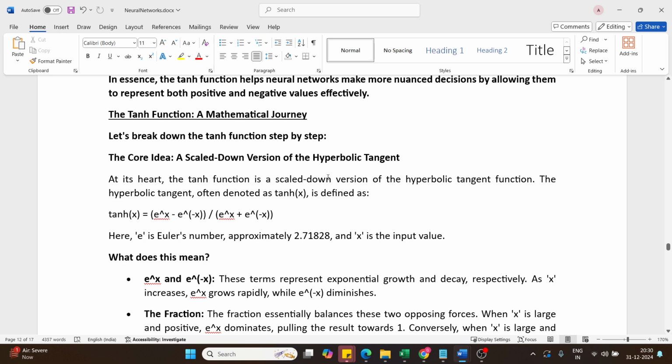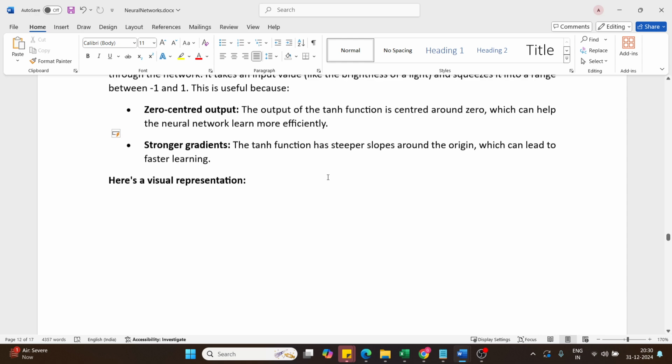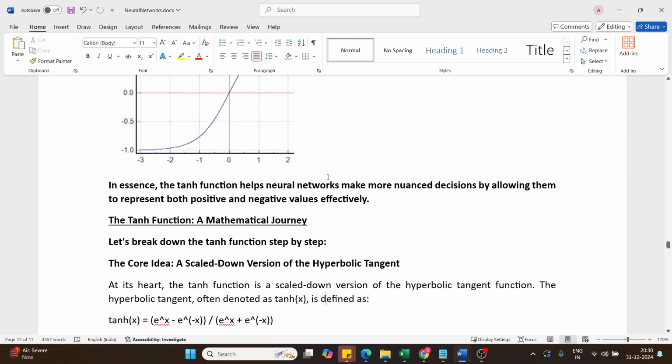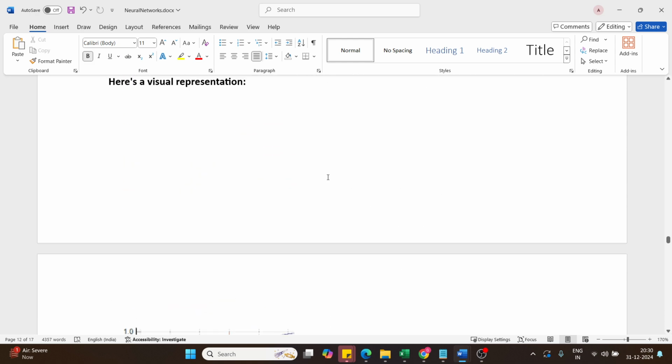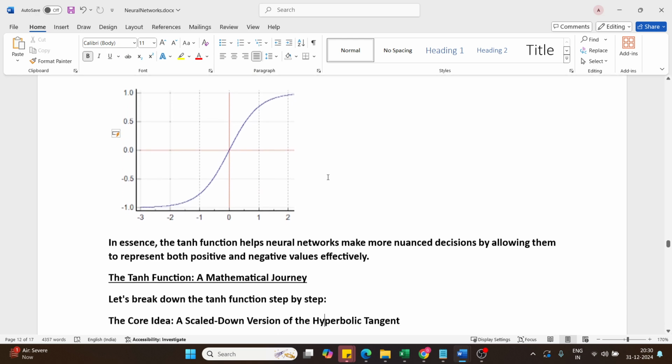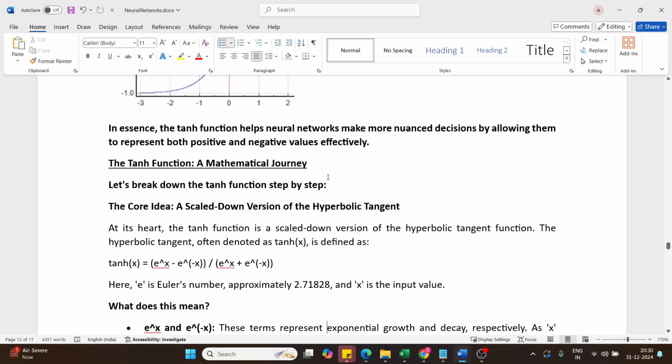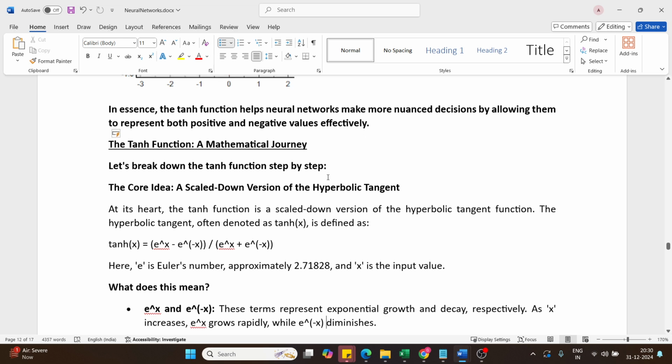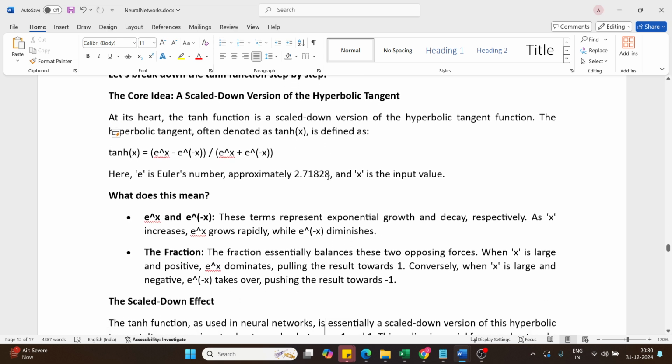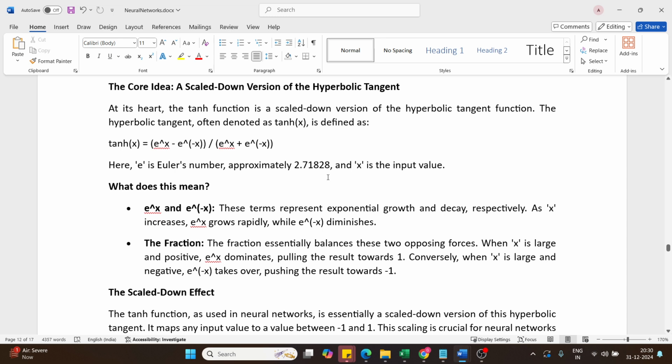Based on that, if you draw a curve, you will get this kind of curve. When you are training on data where this kind of curve can be useful, you use the tanh activation function. So what does this mean? E raised to the power x and e raised to the power minus x, these terms represent exponential growth and exponential decay, both things.